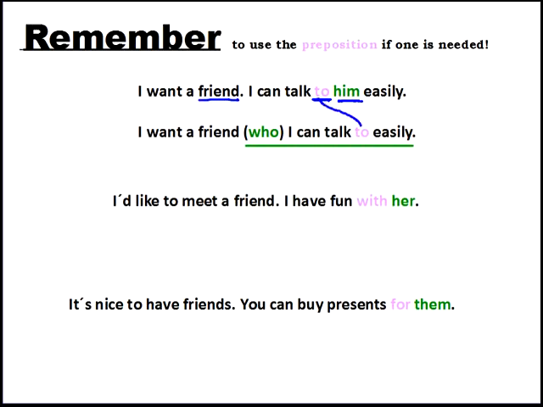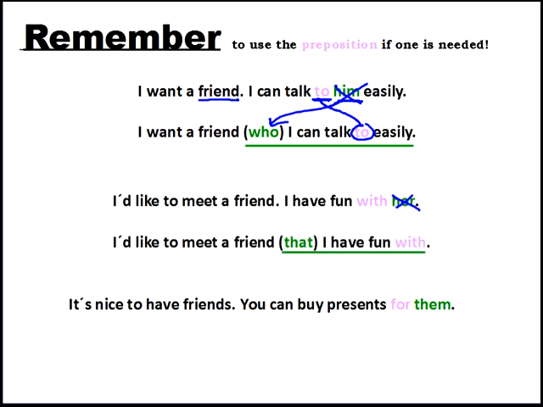Remember, I don't need to remove that preposition. It's very important that I'm still using that preposition. This is the only part that I'm taking away. And when I replace it, I still need to use my preposition though. Okay? Use the preposition. Here's another example. I'd like to meet a friend. I have fun with her. So we're going to combine this, right? We're going to take away her, and we're going to read it like this. I'd like to meet a friend that I can have fun with. Again, I need to use that preposition still. Okay?